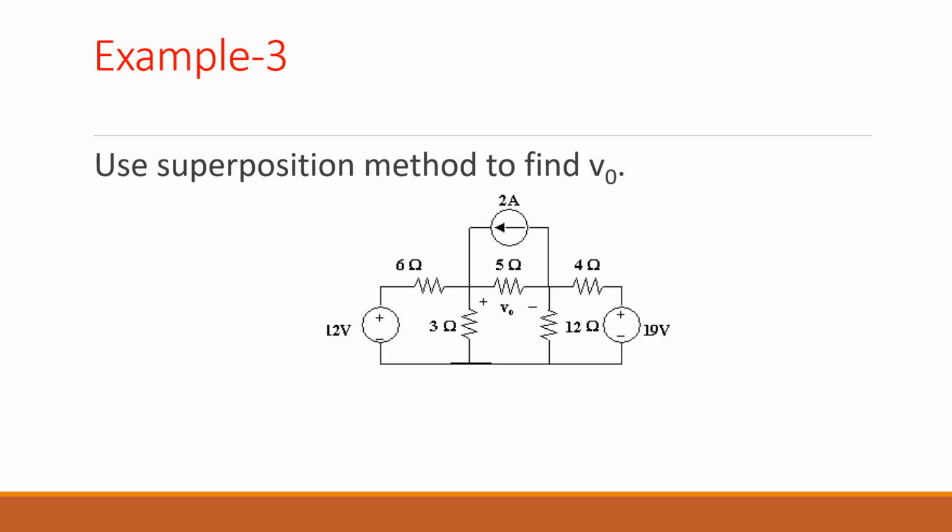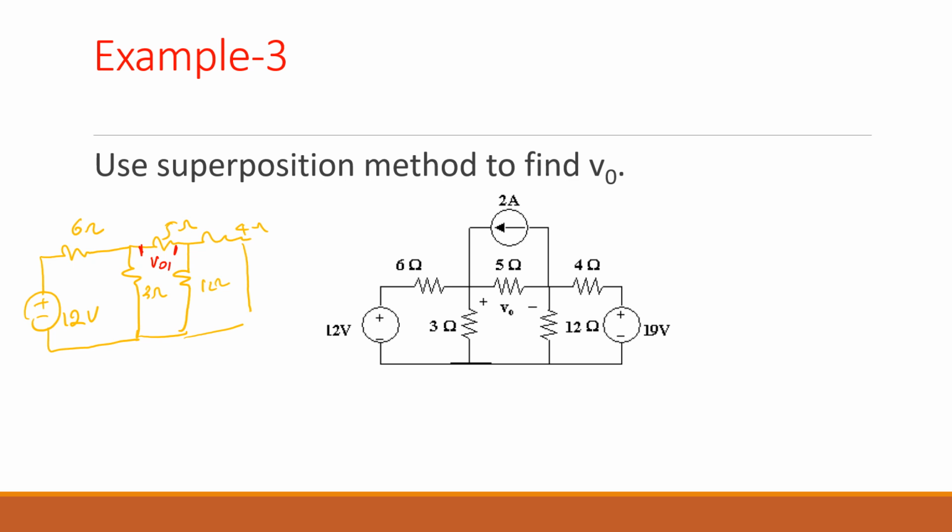Okay, so it's like this. You consider one at a time, so you need to do 3 times. So you consider 12 only. When you consider 12 only, your circuit will look like this. This will be your circuit when you only consider the 12. So you have 12 volts, and you have 6 ohms, you have 3 ohms, you have 5 ohms, and you have 12 ohms, and you have 4 ohms. You need to find the voltage here from here to here, V naught 1.